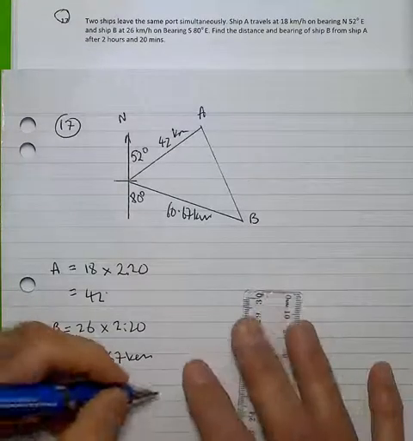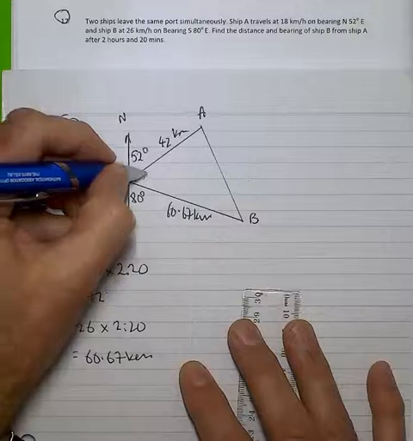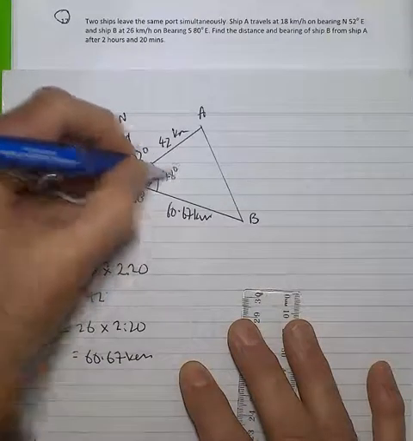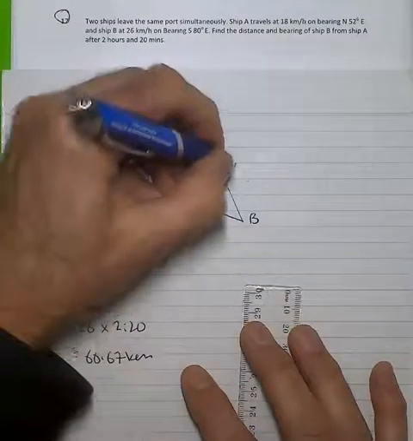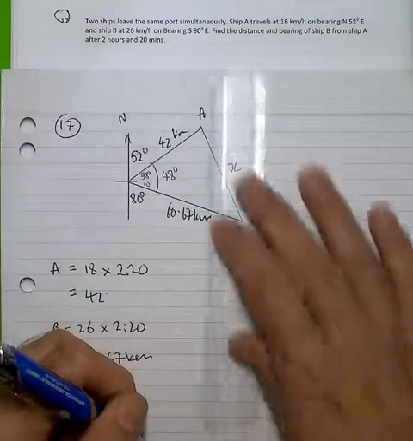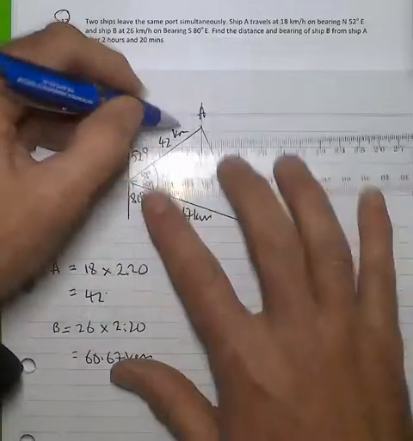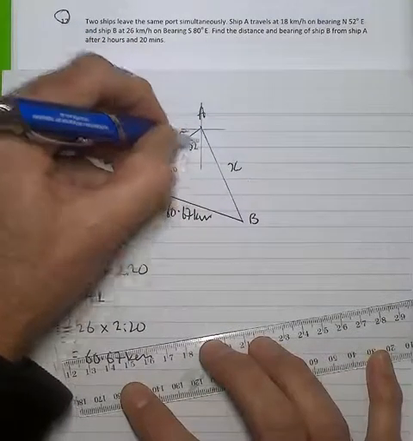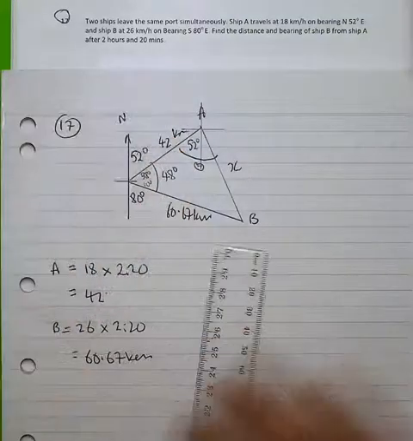Now, filling in a few gaps, we've got 38 degrees here. We've got 10 degrees, which gives me 48 degrees. I'm clearly after this distance x, and then I want the bearing of ship B from A at the end. Now just filling in some gaps, that's 52 degrees. I want this angle theta as part B.